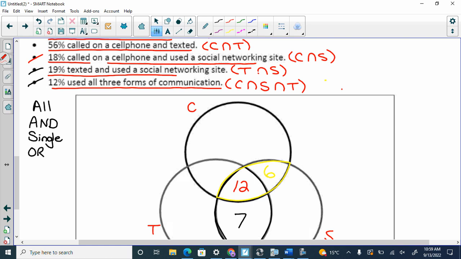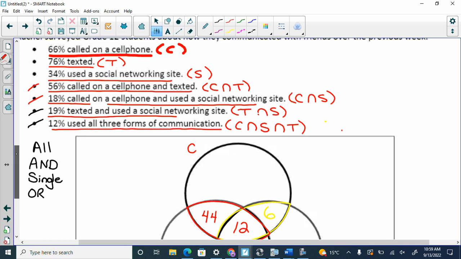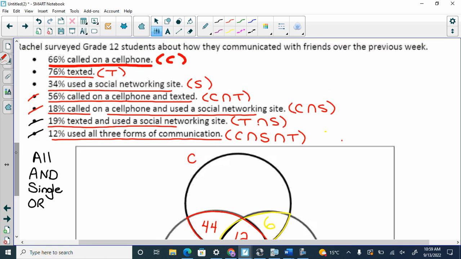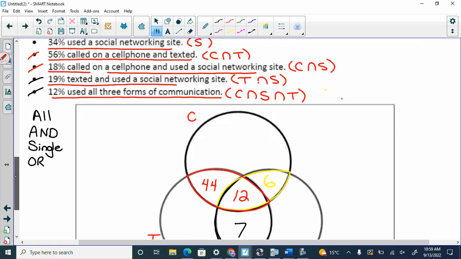Now it says 56 used a cell phone and texted. This is the cell phone and texting part. We need to have 56. How many used it only? How'd you do that? Right. You went 56 minus 12 because there's already 12 in there. So 44 only. And then we have to go to the singles. 34 used a social networking site.